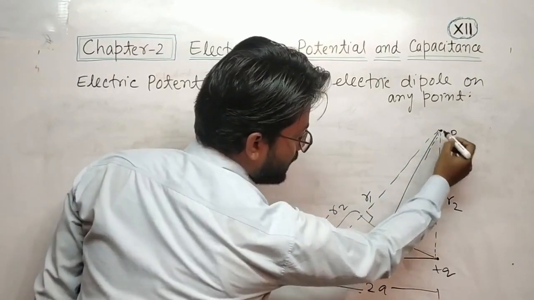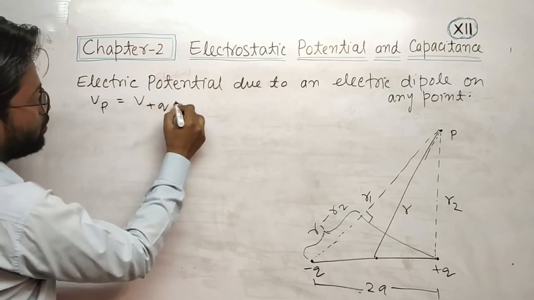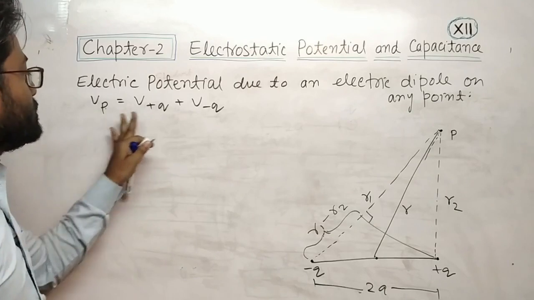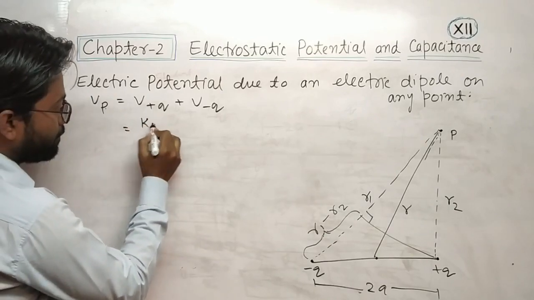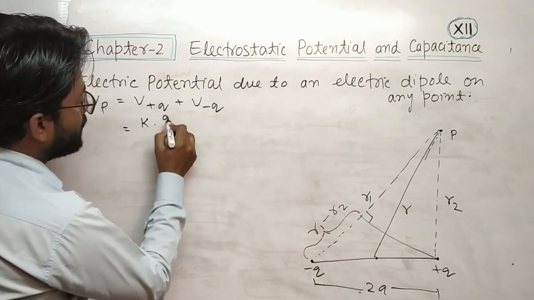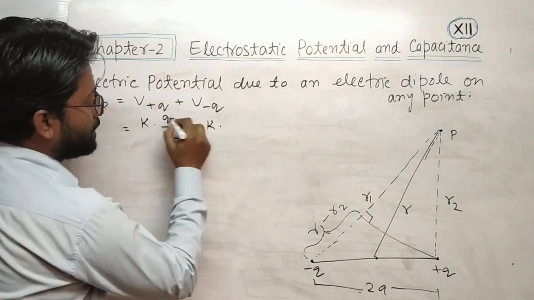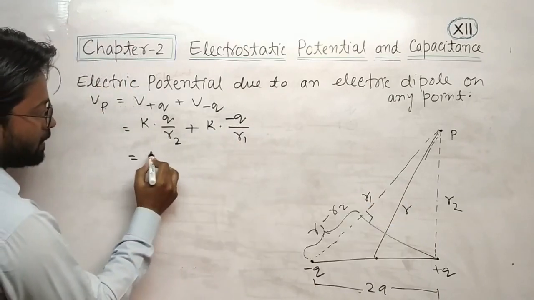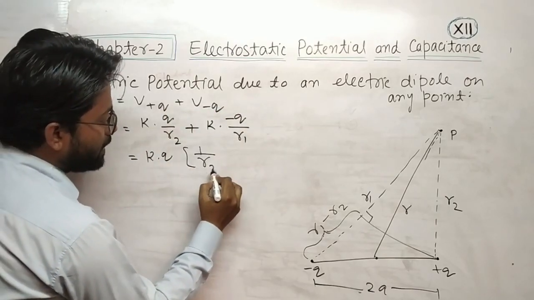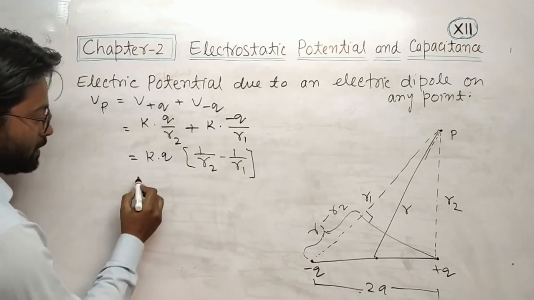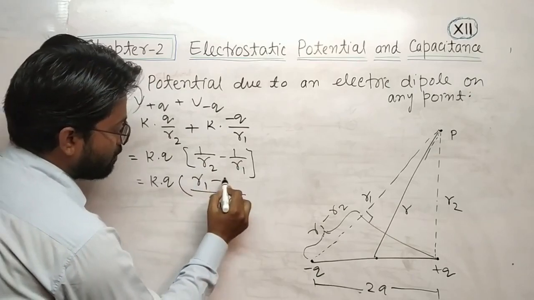We need to calculate potential at that point. That means potential at point P is equal to potential due to positive charge plus potential due to negative charge. That will be equal to what? K by the positive charge, Q upon R2, plus, Q minus Q upon R1. You can take K and Q common. This will be 1 by R2 minus 1 by R1. You can write K Q into R1 minus R2 upon R1 R2.